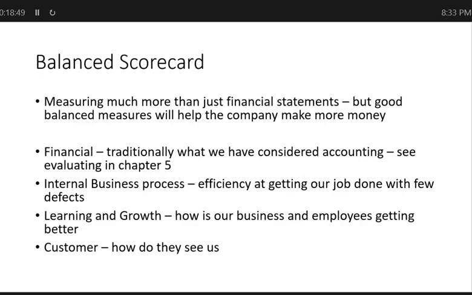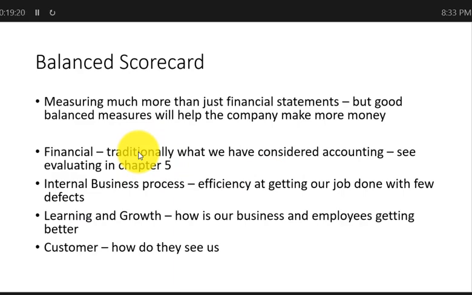So in this model of the balanced scorecard, there is still a traditional financial, accounting consideration. We talked about it in chapter 5, return on investment. We talked about economic value added, all of those measures back in chapter 5. That would be part of it, but it's only a section of it.